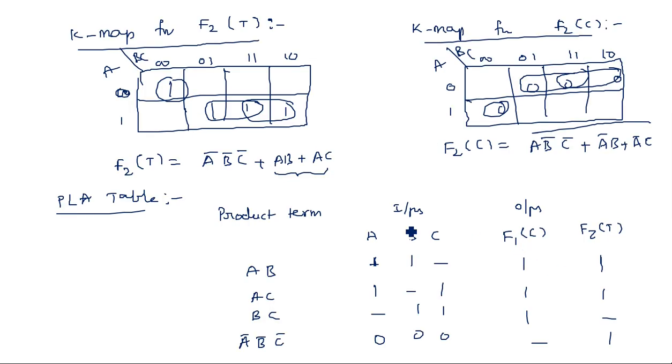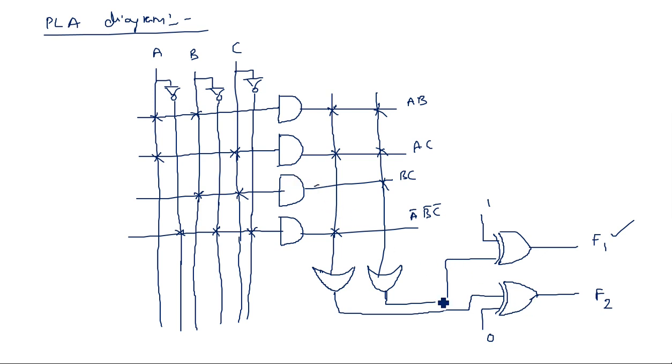Coming to the F2 expression in true form, it is A bar, B bar, C bar plus AB plus AC. F2 has AB, AC and A bar, B bar, C bar, and it is in true form because one of the XOR gate inputs is connected to 0. I hope you understand why we have got only 4 minterms. 4 AND gates are sufficient instead of using multiple AND gates. Okay, thank you.